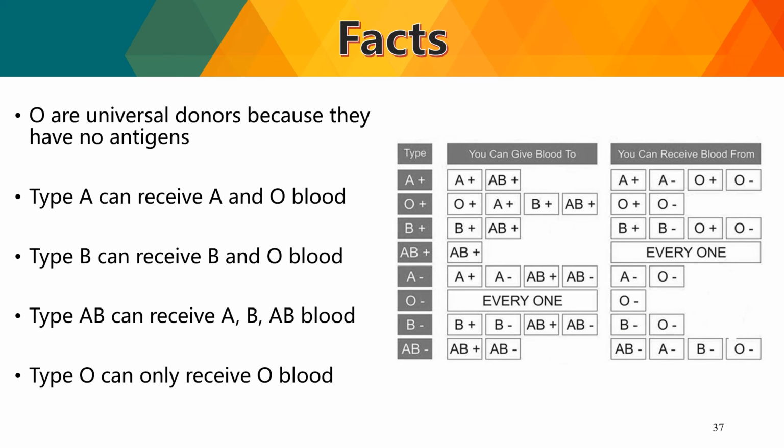Okay? So, type O's are the universal donors because they have no antigens. Type A can receive A and O blood. Type B can receive B and O blood. Type AB can receive A, B, and AB blood. And then type O can only receive O blood. Okay? So what you see here on your screen right now is actually a representation or a table of which type can actually give to somebody or can receive from somebody. Okay, please study this one as well.